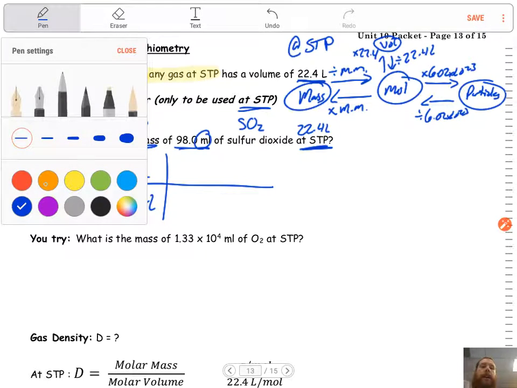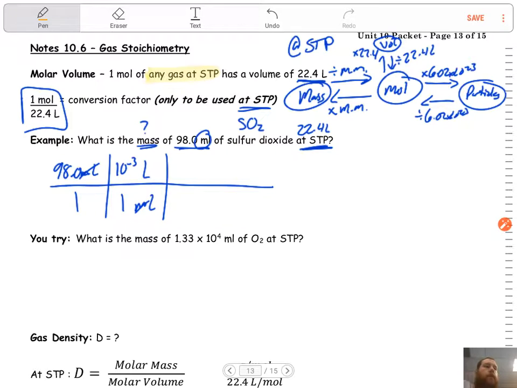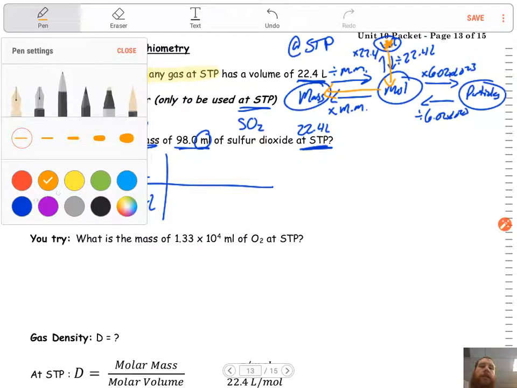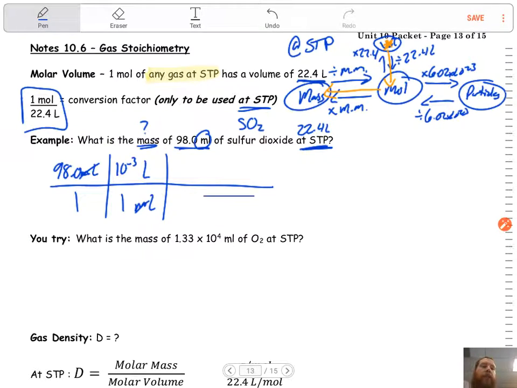Now we're going to continue on. We are right here, this is where we're starting. Up on our roadmap, we're starting where the orange star is. We need to go to moles first, then we can go to mass. To do that, again, let your units drive your math. So liters goes on the bottom, moles goes on the top.